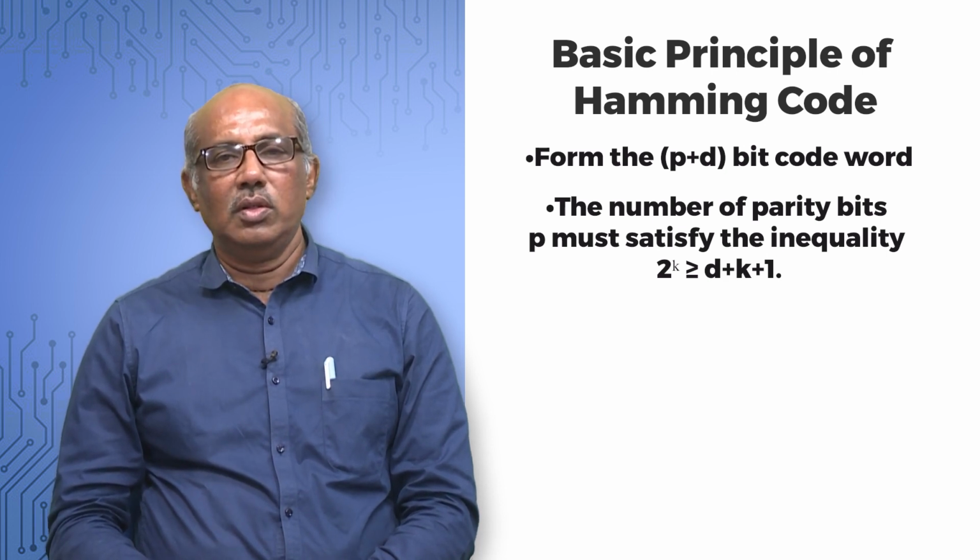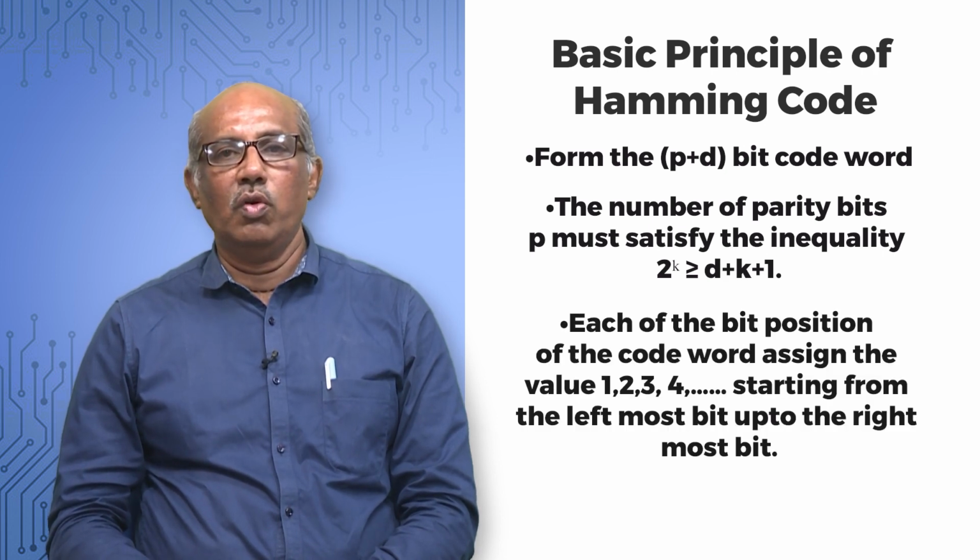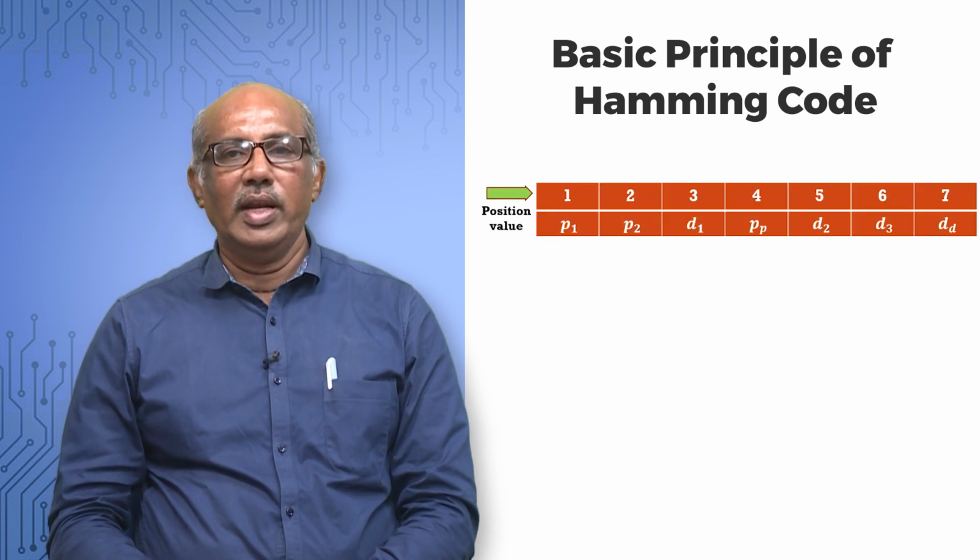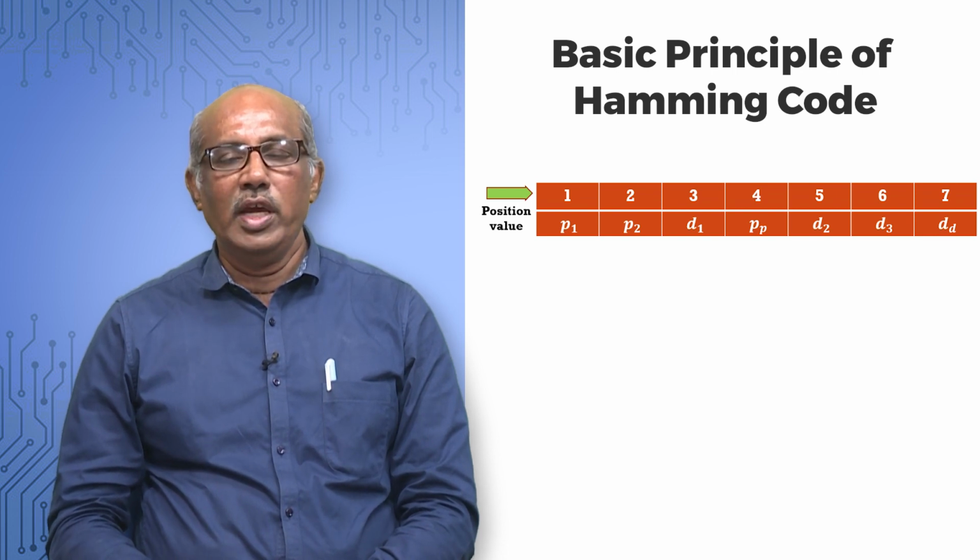Now, the second question is where to position the bits. For each bit position of the code word, assign the value 1, 2, 3, 4 starting from the leftmost bit up to the rightmost bit. I have given an example where you have 4 data bits represented as D1, D2, D3 and D4, and the positional values from the leftmost bit are marked as 1, going up to the rightmost bit, whose position value is 7.